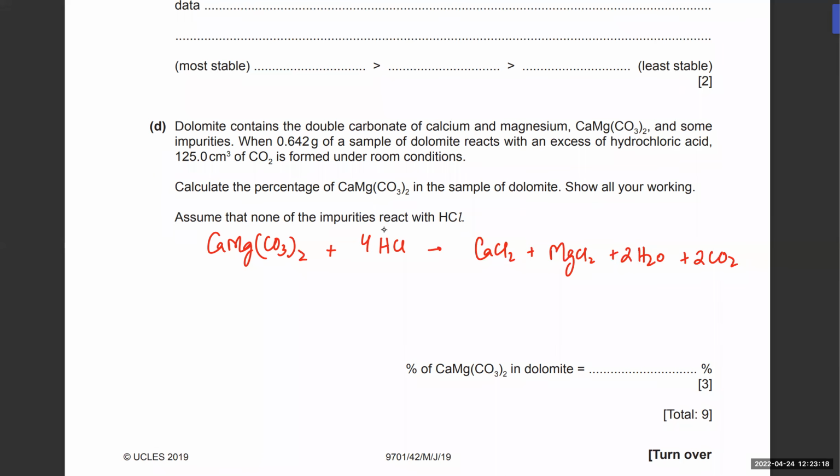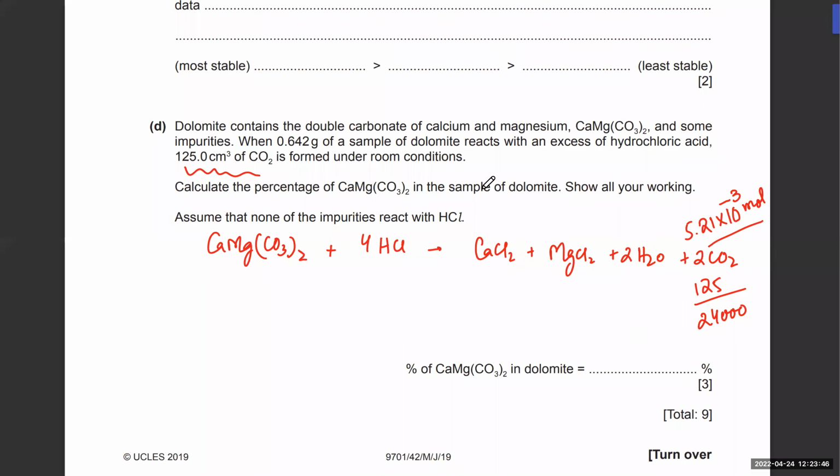What is given? It's given that 125 cm³ of carbon dioxide is being produced under room conditions. So how many moles is that? 125 divided by 24,000. What is it? 5.21 into 10 to the power -3. Okay, those are your moles.